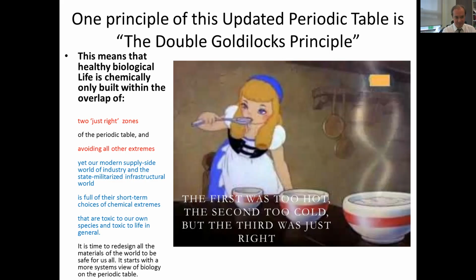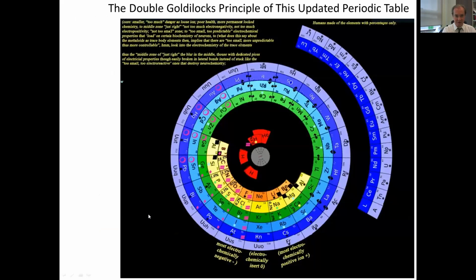So a lot of very selfish people play with materials for their own benefit and not for the long-term interest of our whole species. So I think it's time to redesign the materials of the world to be safe for everybody. It starts with a more systems view of biology on the periodic table. And this is my chart, and I will explain this in detail in just a moment. But what are the double Goldilocks? Number one, things that are too small, things that are too big.